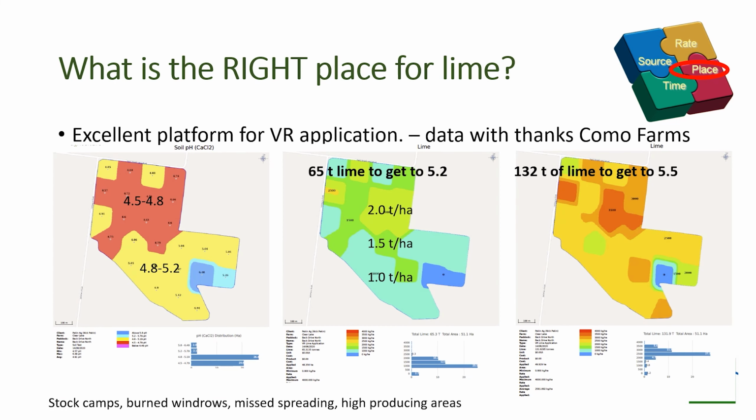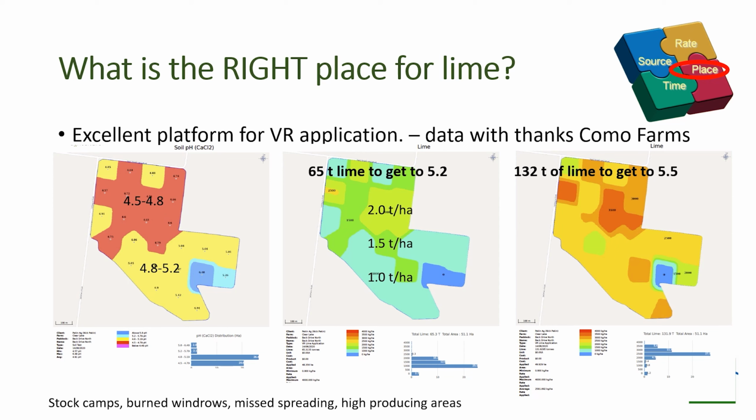The third of these 4 R's is the right place for lime. Where do we actually put it out across the field? Lime application is an excellent platform for variable rate application. And I've taken some examples from a paddock at Como Farms.